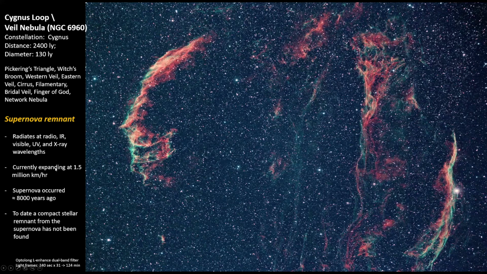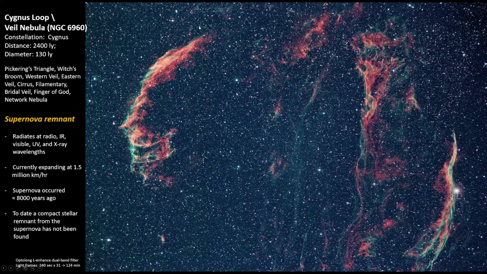And based on this expansion rate, which they can figure out by imaging many years apart very accurately, and they can see the expansion of the gases in this image, they can extrapolate back and calculate that the supernova occurred about 8,000 years ago. Now, the center of that expansion is somewhere in this area right here, and there's been some amount of work to look for the remnant of the supernova explosion, either a black hole or a neutron star. And to date, that remnant has not been identified.